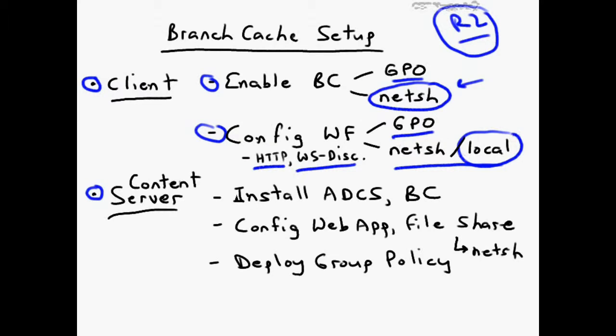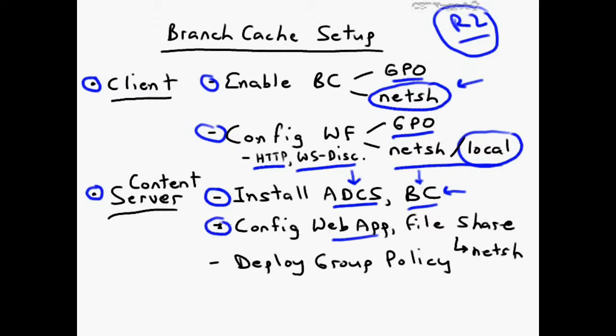On the content servers, you want to install Active Directory Certificate Services as well as BranchCache. Certificate services is necessary because, especially for web application BranchCache use, we're using certificate services and X.509 digital certificates for integrity, authentication, and confidentiality as usual. ADCS is a Windows Server 2008 role. BranchCache is a feature. Of course, we have to install this feature as well.